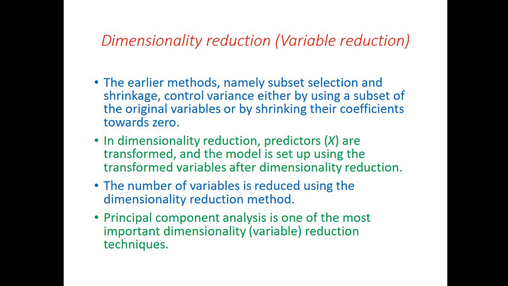Next one, dimensionality reduction. The earlier methods, namely subset selection and shrinkage methods, control variance either by using a subset of the original variables or by shrinking their coefficients towards 0. In dimensionality reduction, the predictors are transformed and the model is set up using the transformed variables. The number of variables is also reduced using the dimensionality reduction method. Principal component analysis is one of the most important dimensionality reduction techniques.